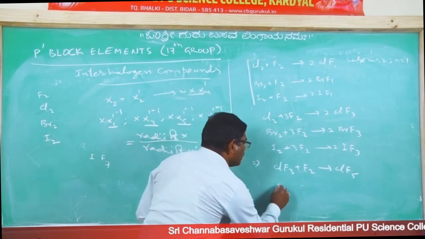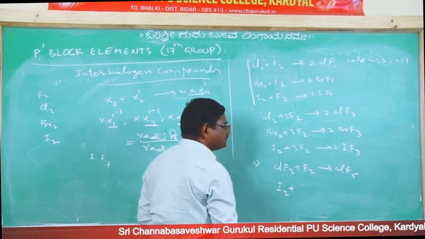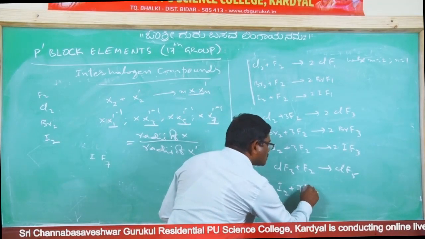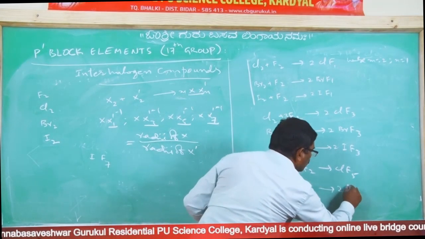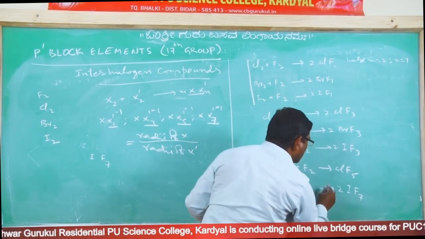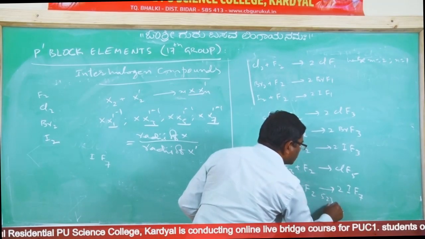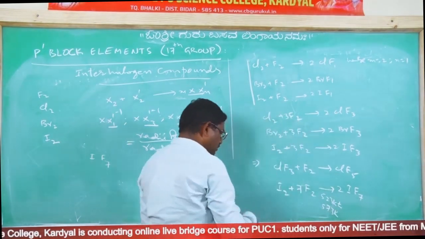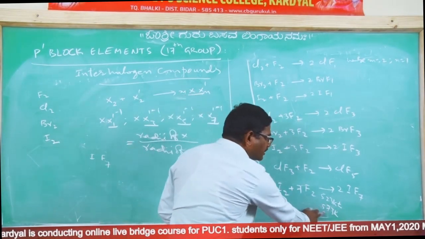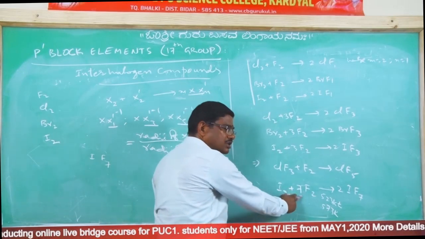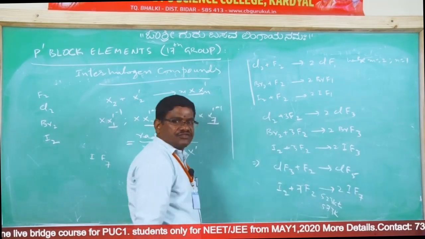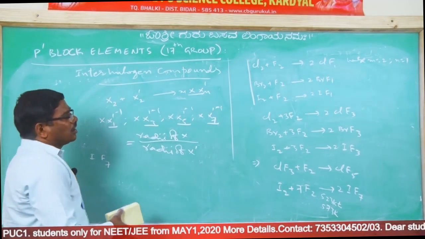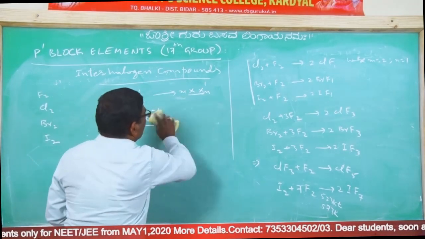And finally, when iodine reacts directly with 7 moles of F2, it gets converted into 2 moles of IF7. The condition will be 523 Kelvin to 573 Kelvin. Under this condition, iodine reacts with 7 moles of fluorine to give IF7. Clear, na? So in this way, interhalogen compounds are prepared.